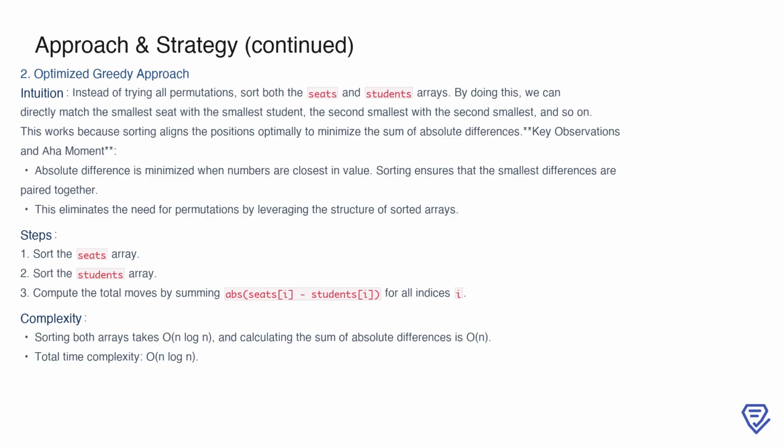By eliminating the need to try every permutation, this approach drastically reduces computational complexity. To implement this method, we first sort both arrays, then compute the total moves by summing the absolute differences between corresponding elements in the sorted arrays. Sorting takes O(n log n) time, and calculating the sum of differences is O(n), resulting in a total time complexity of O(n log n). This makes the greedy approach not only efficient but also elegant in its simplicity.